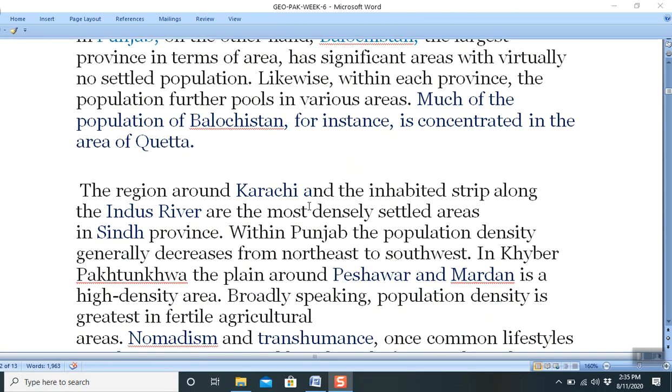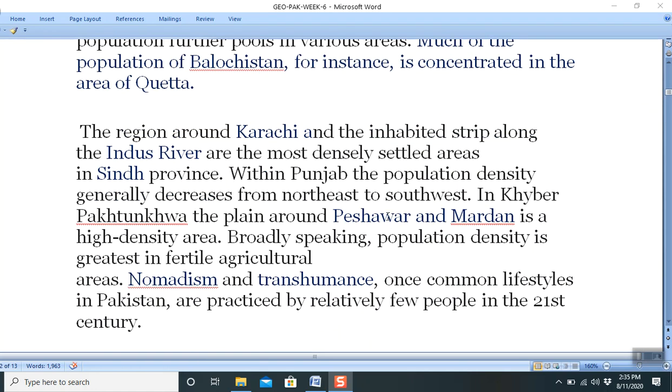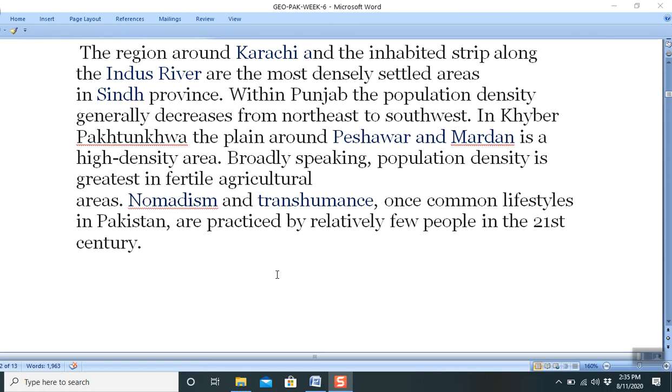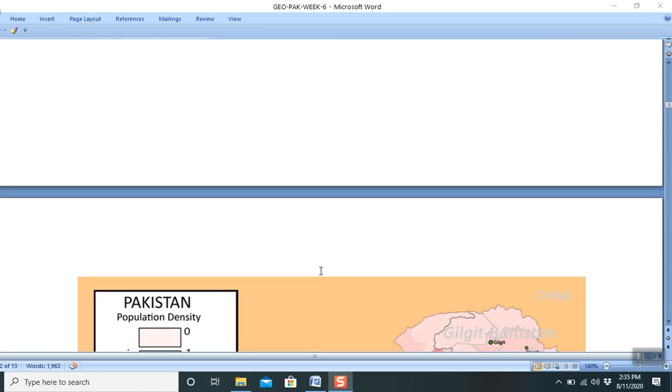The region around Karachi and the inhabited strips along the Indus River are the most densely settled areas in Sindh province. In Punjab, the population density generally decreases from northeast to southwest. In Khyber Pakhtunkhwa, the plain around Peshawar and Mardan is the highly dense area. Broadly speaking, population density is greatest in the fertile agricultural areas. Nomadism and transhumance, once common lifestyles in Pakistan, are practiced by relatively few people in the 21st century.